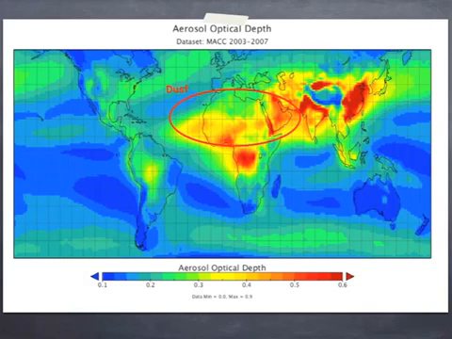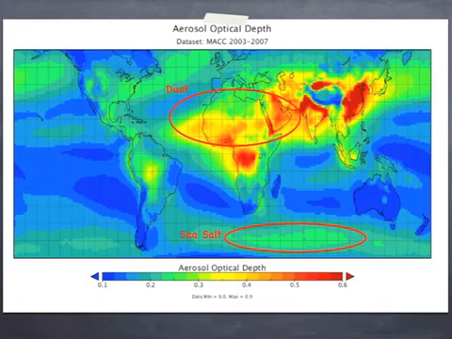Another natural source comes from the ocean. When strong winds blow over the ocean, they can lift up small droplets, and then these droplets can often evaporate, leaving sea salt in the atmosphere, something called sea salt aerosol.